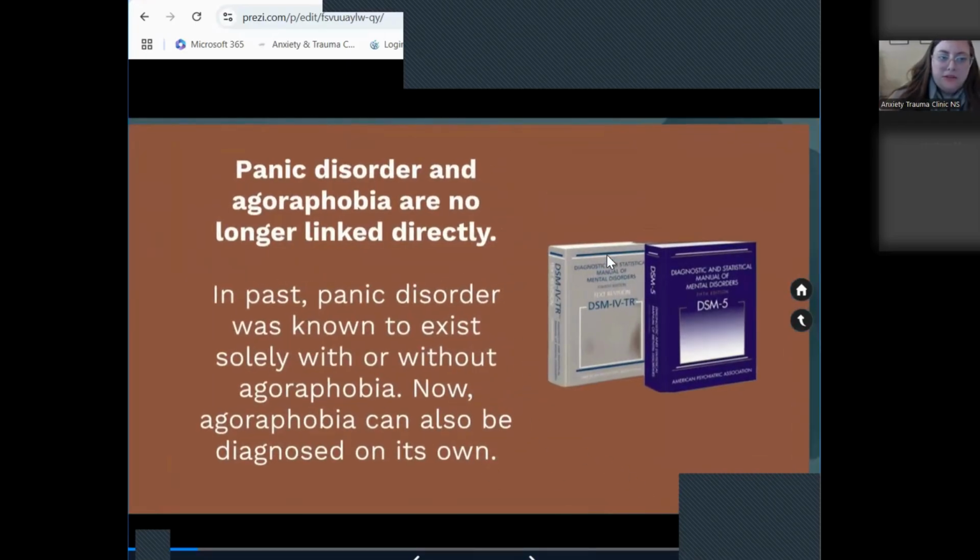As I said, panic disorder and agoraphobia are no longer linked directly. In the past, panic disorder was known to exist solely with or without agoraphobia, but now agoraphobia can also be diagnosed on its own. So in the past, like I said, they existed with one another, but panic disorder and agoraphobia are no longer linked directly in the diagnostic manual. They can exist together, but they're not linked directly with one another any longer.